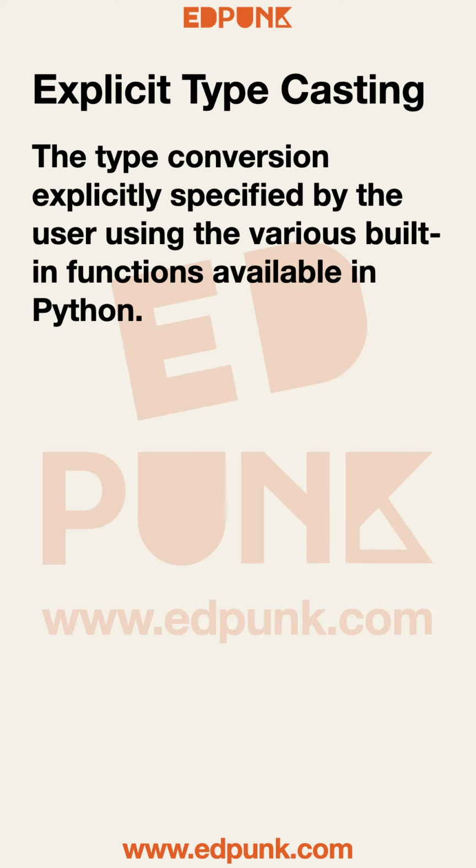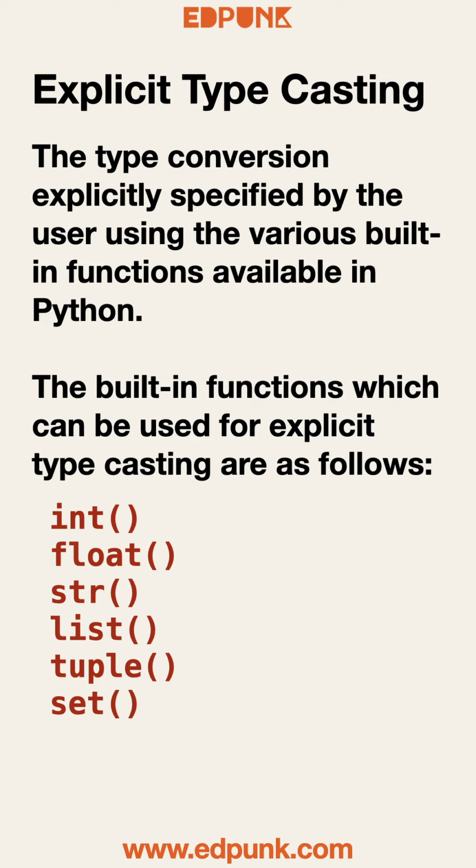As compared to implicit typecasting, when the type conversion is explicitly specified by the user using the various built-in functions, it is known as explicit typecasting. Int, float, str, list, tuple, and set are some of the built-in functions which can be used for explicit typecasting. Let us go through each of these functions in detail, starting with the int function.